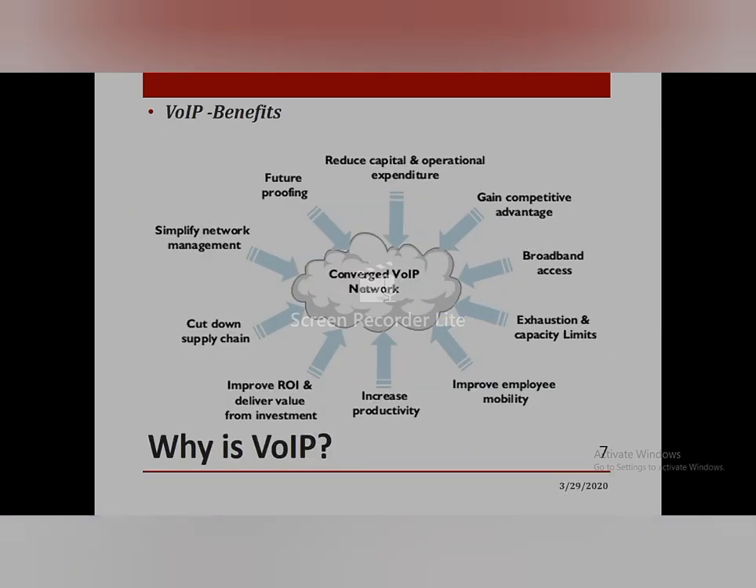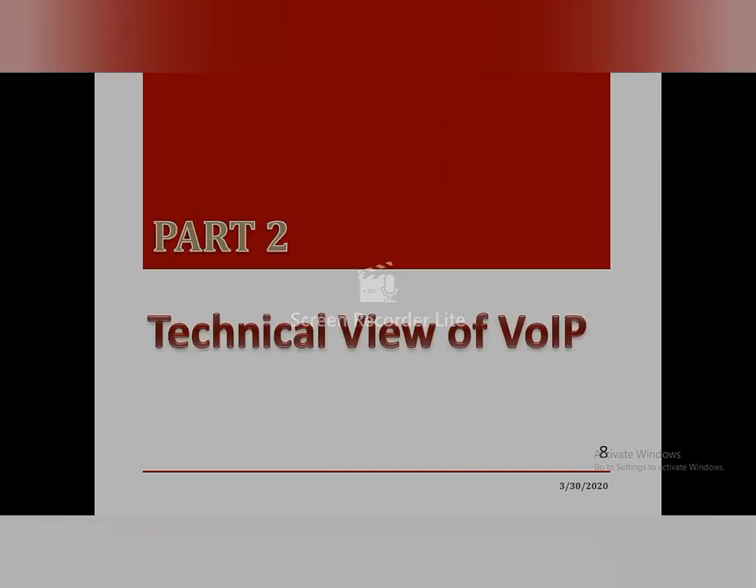And the benefits of VoIP: by using VoIP we can get some benefits, and these are additional benefits compared to those using traditional lines. Traditional telephone users cannot get this kind of benefit. First and foremost, it reduces capital and operational expenditures. It can also gain a competitive advantage.